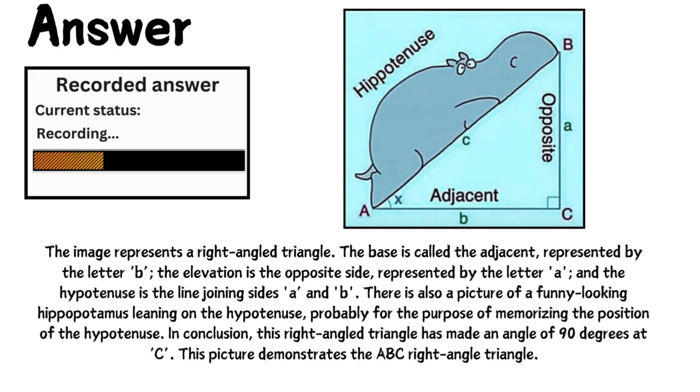There is also a picture of a funny-looking hippopotamus leaning on the hypotenuse, probably for the purpose of memorizing the position of the hypotenuse. In conclusion, this right-angled triangle has made an angle of 90 degrees at C. This picture demonstrates the ABC right-angle triangle.